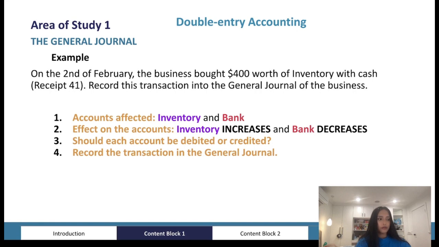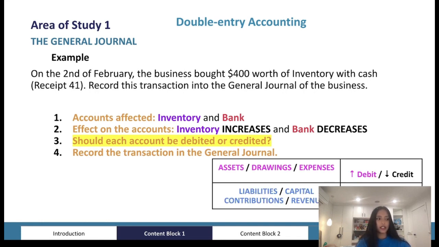Okay, and then moving on, we have to figure out whether each account needs to be debited or credited. For this step, we'll pull up our table from before that summarized the rules. So that's our table from before. The bank account and the inventory account are both asset accounts. So they will be in this pink group here and they'll follow the pink rules. They both follow the rules of asset accounts.